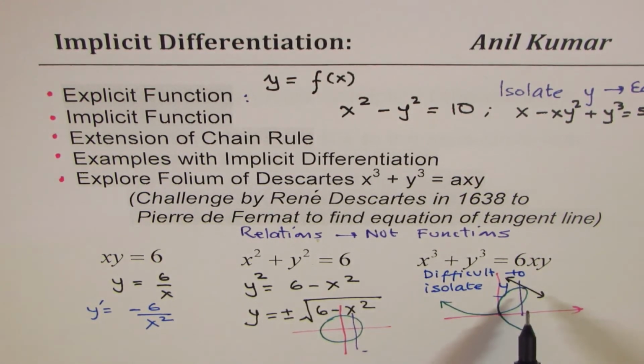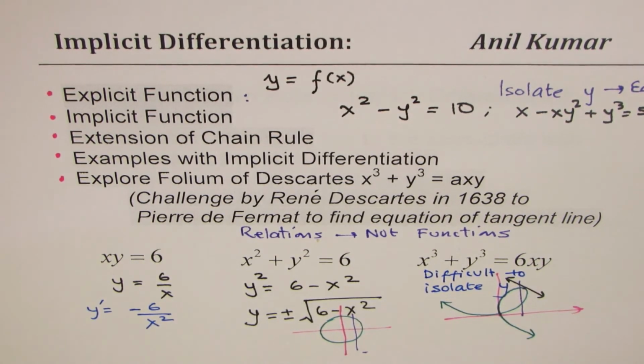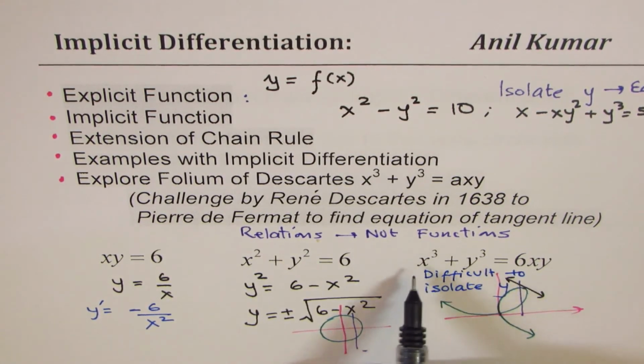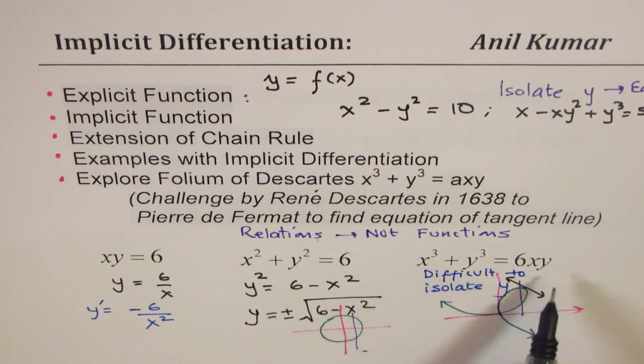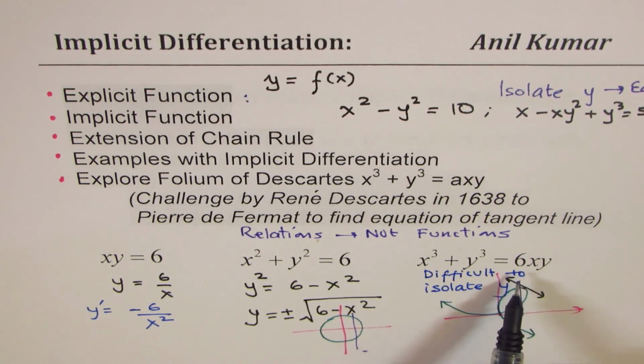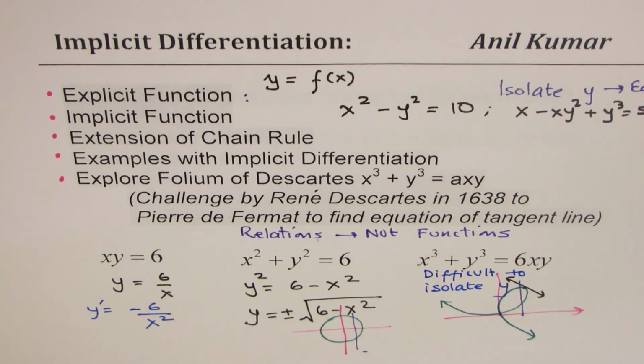Perfect. But how do you find it mathematically, algebraically? That is what we'll see with the help of implicit differentiation. So I hope you understand and appreciate the importance of implicit differentiation, right? When it becomes extremely difficult to isolate y, and we have to work with both x and y, we perform what we call implicit differentiation, correct?